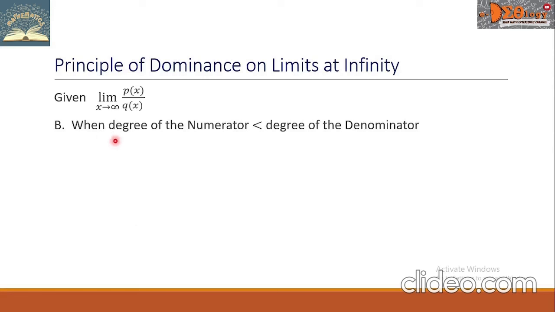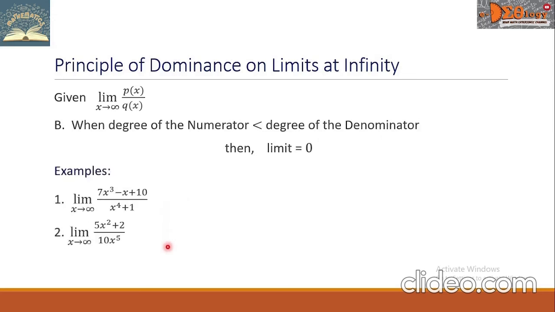We have case 2, when degree of the numerator is less than degree of the denominator. In this case, the limit equals 0. We have here two examples. Example 1, the limit of 7x cubed minus x plus 10 all over x raised to 4 plus 1 as x approaches infinity. In the numerator, the degree is 3. In the denominator, the degree is 4. We can see that degree of numerator is less than degree of denominator. Therefore, the answer is 0.